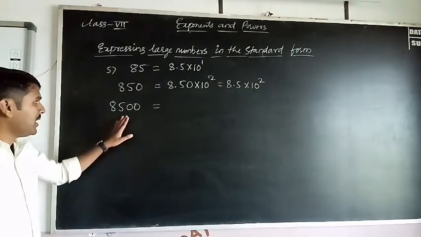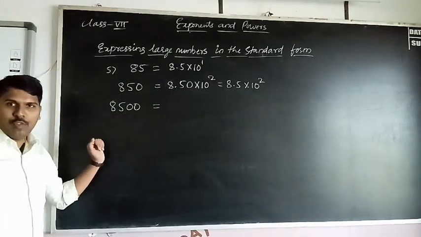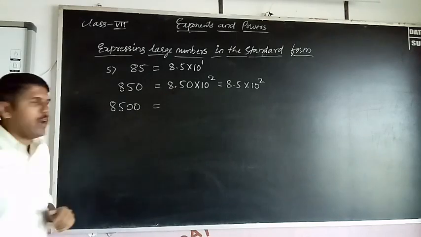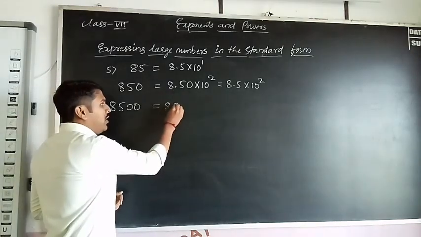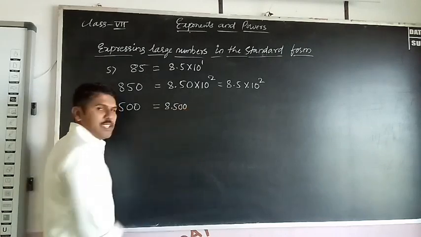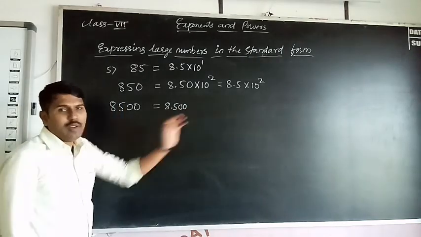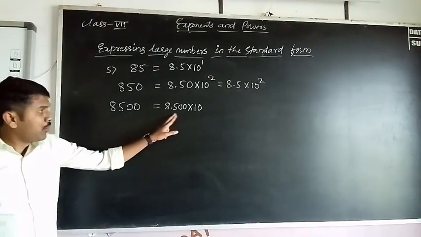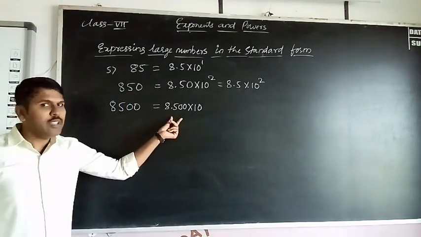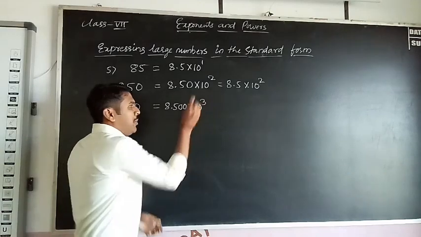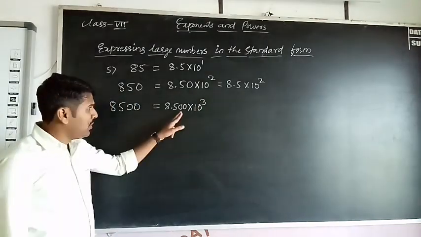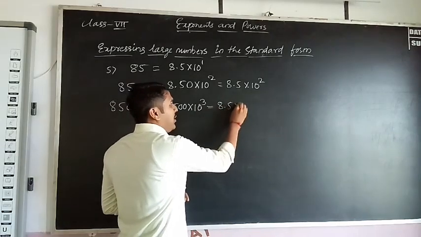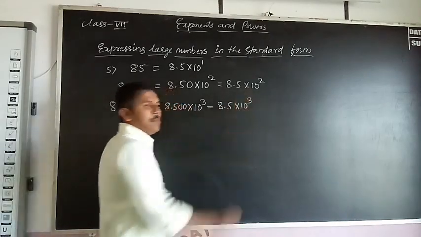Okay. So next, here total how many digits are there? 4 digits. Before the decimal point, how many digits will be available? Only 1. So 8.500. First you have to write it. After that you can remove this one. So 10 raised to how much? Total how many digits are there after the decimal point? 3. So power will be 3. So now neglect it. So 8.5 into 10 raised to 3.